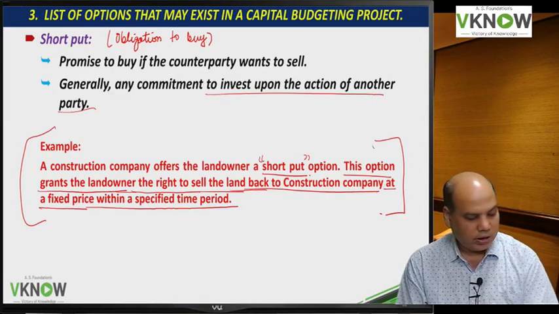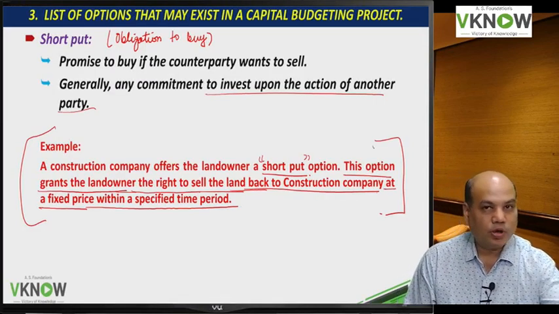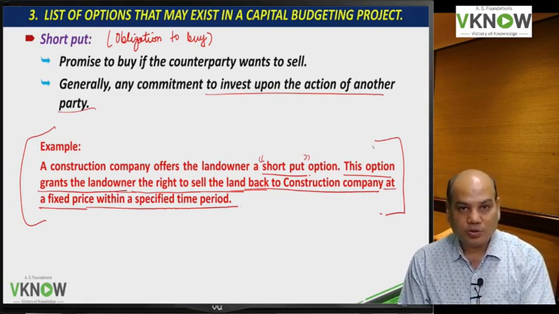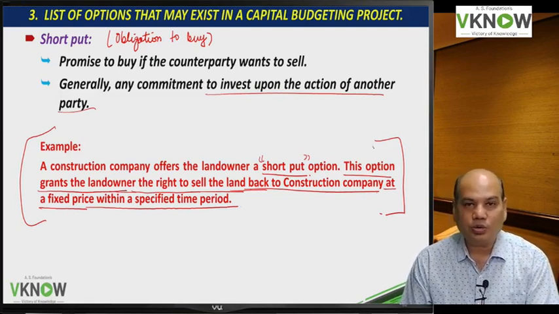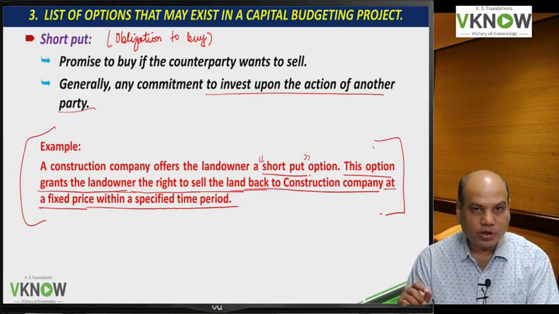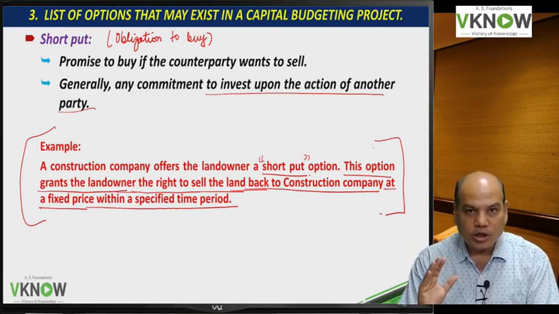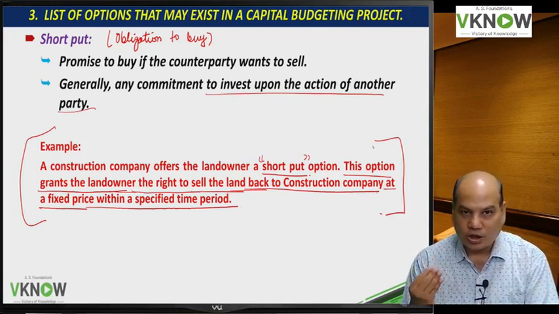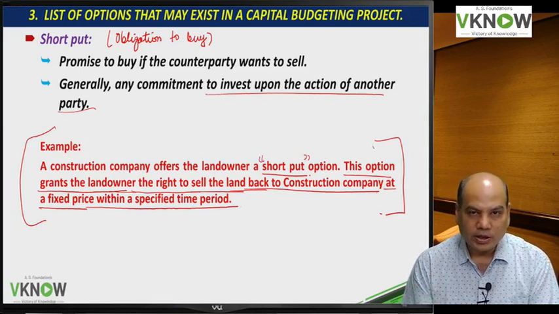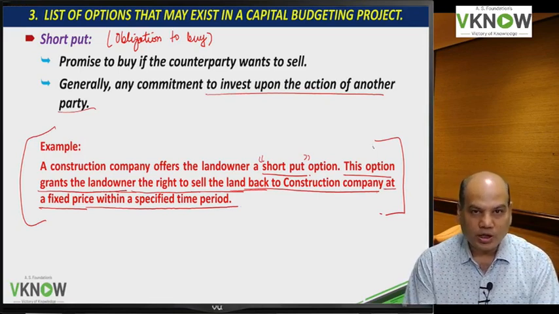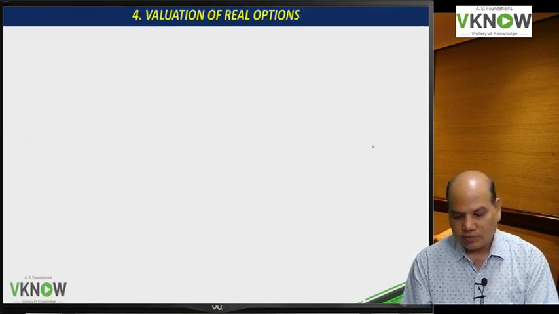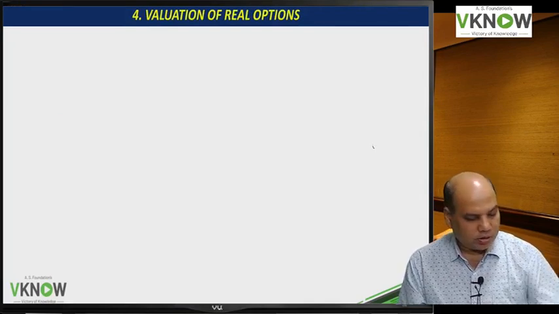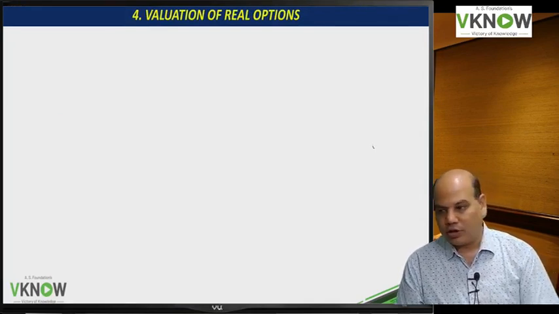So these are the various types of real options which can be embedded into a project. And in all these 4 examples, the underlying was not a financial asset. The underlying was a land or a software or an option to abandon the project, an option to delay the project, like that. So my next topic is valuation of real options.